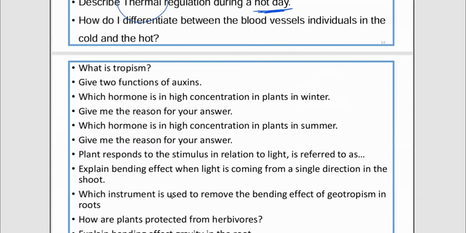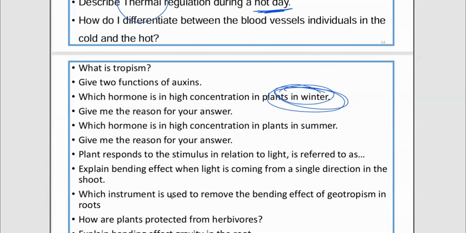They promote growth. However, we shall see that they have different effects in the roots and in the stem. The effects are not the same. So you have to know what will happen in the root and what will happen in the stem. Which hormone is in high concentration in winter? That is abscisic acid, because of all the properties it has. It is for winter: seed dormancy, shedding of leaves. We know that this one is winter.